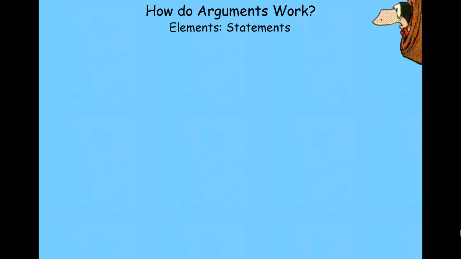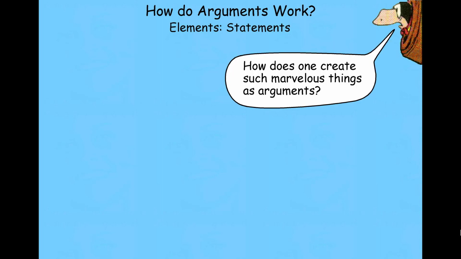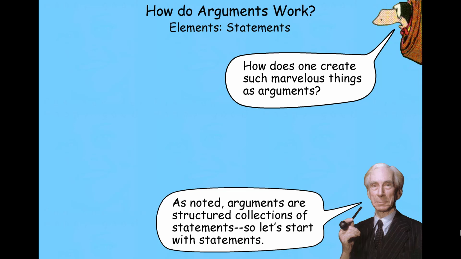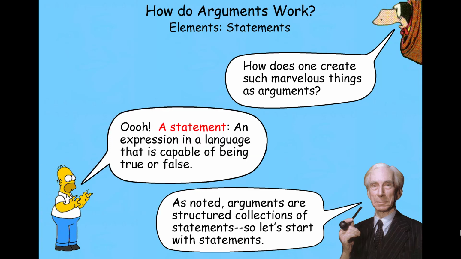So now we've talked a little bit about what arguments are, and about the sorts of functions that arguments serve. Now let's talk about how arguments actually achieve their stated goals. We'll do that by starting with how anyone could create an argument. Arguments, as our friend Bertrand Russell here will tell us, are just structured collections of statements. So let's start by figuring out what it is to be a statement. A statement is an expression in a language that's capable of being true or false. It's an accurate representation of the world or an inaccurate representation of the world.